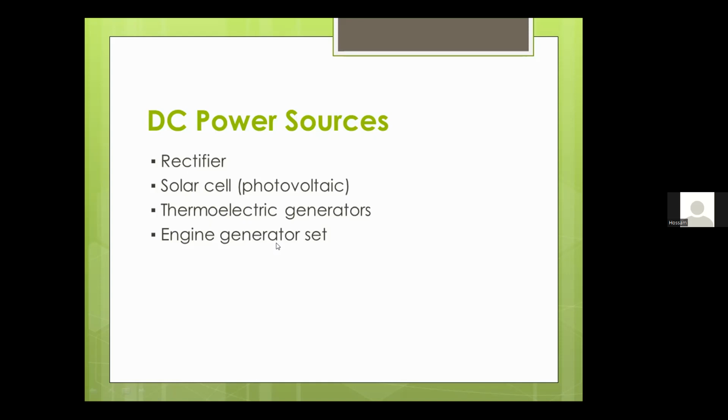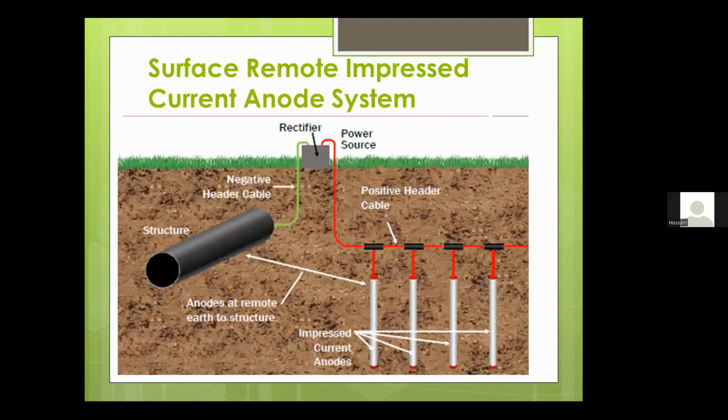According to the availability of AC current in the location of the cathodic protection source or not. Here is a surface remote impressed current anode system, which consists of vertical anodes in a remote area, connected by a positive header cable to the positive terminal of the rectifier, and the negative terminal of the rectifier is connected to the structure.